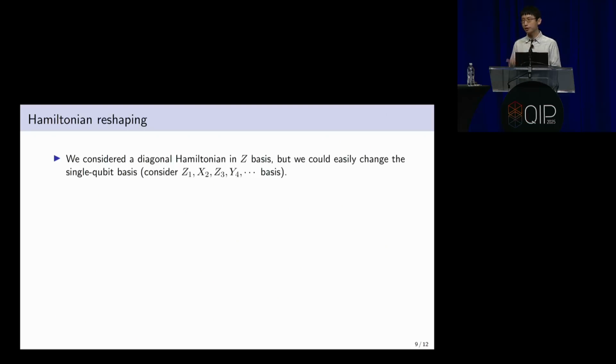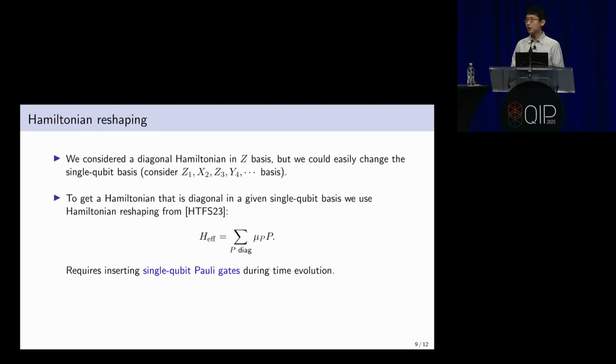So this is for diagonal Hamiltonians, but we don't want to stop here. Can we do Hamiltonians that are more general? The easiest thing to consider is what if we change the local, single qubit basis? If we change the single qubit basis from Z1, Z2 all the way to Zn, to something like Z1, X2, Z3, Y4, then basically nothing changes. Everything is the same up to single qubit rotation. But we want to deal with a more general Hamiltonian that may not be diagonal in any single qubit basis.